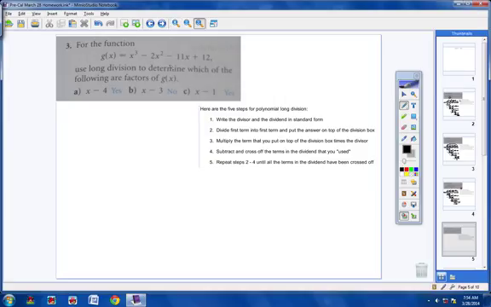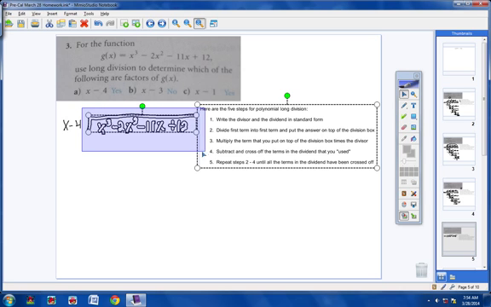Okay, let's take a look now at these three divisors they've given us. We'll start off with letter A. We're going to divide x minus 4 into x cubed minus 2x squared minus 11x plus 12. Let me very quickly copy this so we have it.